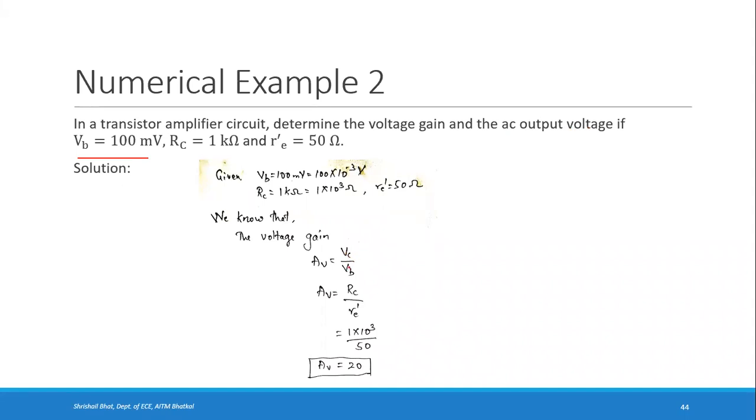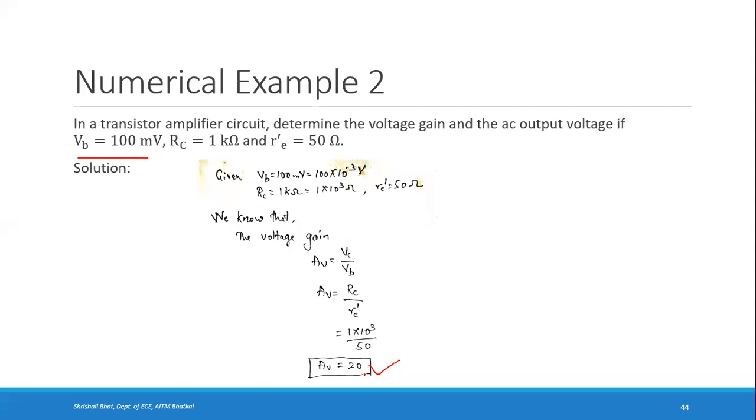You know that the gain is equal to the ratio of RC by RE dash. We derived this expression for AV. First write the given values: VB is 100 millivolts, RC is 1 kilo ohm, RE dash is 50 ohms. The voltage gain is VC by VB, that is RC by RE dash. Substitute RC as 1 kilo ohm and RE dash as 50 ohms, and you'll get the gain as 50. Sorry, the gain is 20. Again in this example, just like the previous one, the gain is 20.